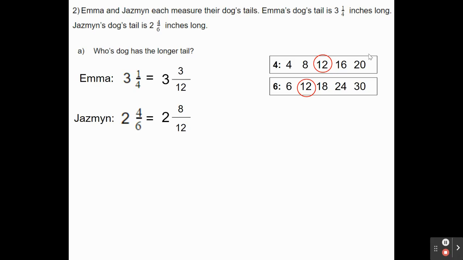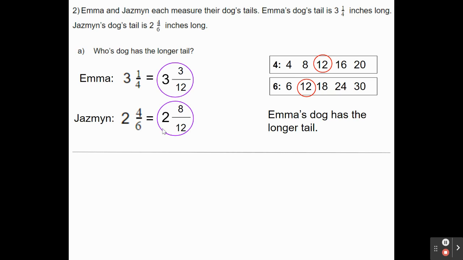Now that we've created equivalent mixed numbers with the denominator of 12 for both, we can compare these mixed numbers. We have 3 and 3/12 compared to 2 and 8/12. Well, we can see that Emma's dog's tail is more than 3 inches long, while Jasmine's dog's tail is less than 3 inches. So that means that Emma's dog has the longer tail.